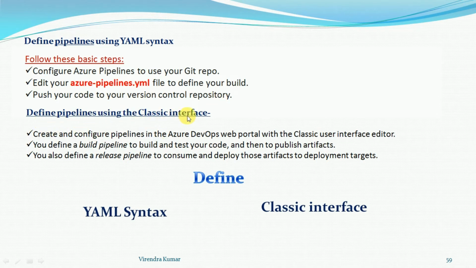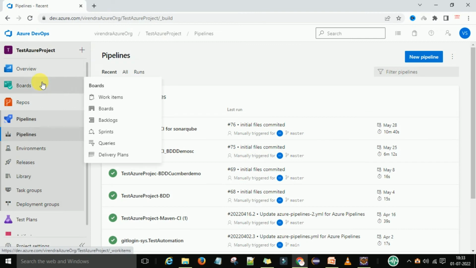Defining the pipelines using the classic interface. This is the second method to define Azure Pipelines, through the classic interface. So we can create and configure the pipelines in the Azure DevOps web portal with the classic user interface. There is no coding required for this one, and this is a very easy way to define and create a pipeline. So if you are a beginner, then you can surely use the classic interface to define your pipeline. So let me take you to the web portal.